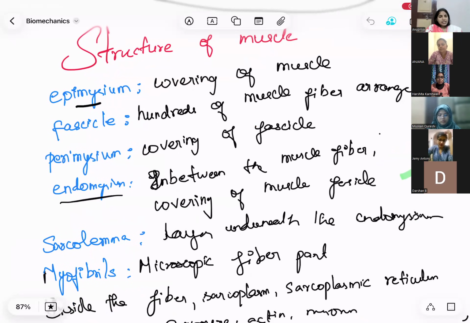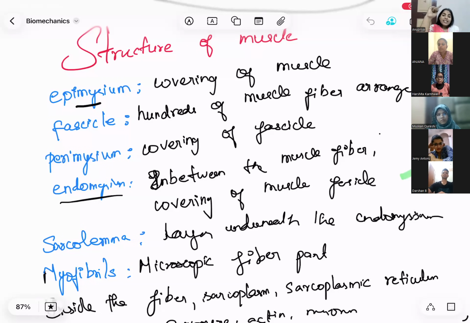What is meant by fascicle? Fascicle is nothing but, inside a muscle, we have a lot of muscle fibers, guys. In that, some muscle fibers are grouped and arranged as a bundle. For example, of 1,000 muscle fibers, 100 will be arranged as a bundle. That bundle is called a fascicle. Epimysium is the outer covering of the muscle. Inside the muscle, we have n number of muscle fibers arranged like a bundle. That bundle is called a fascicle.